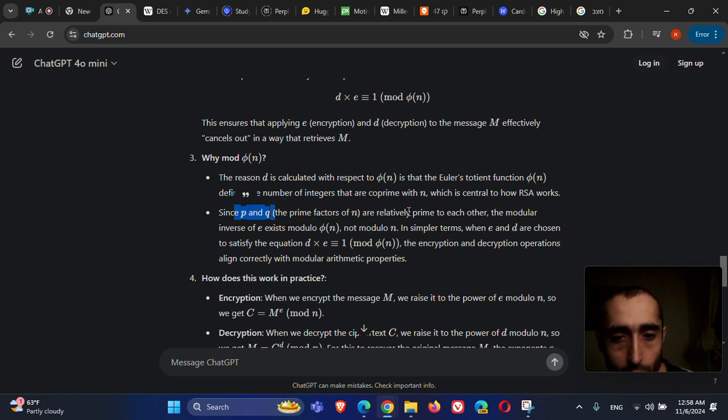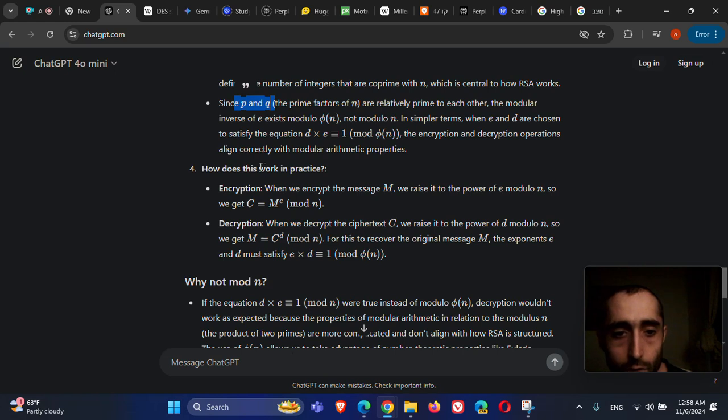Since p and q are relatively prime to each other, the modular inverse of e exists modulo totient of n, which is d, not modulo n. In simple terms, when e and d are chosen to satisfy this equation, the encryption operation aligns correctly with the modular arithmetic properties. How does this work in practice? Encryption: when we encrypt the message, we raise it to the power of e modulo n to get this. Decryption: when we decrypt the message, we raise it to the power of d modulo n. And so for this to recover the original message, the exponents must satisfy this.